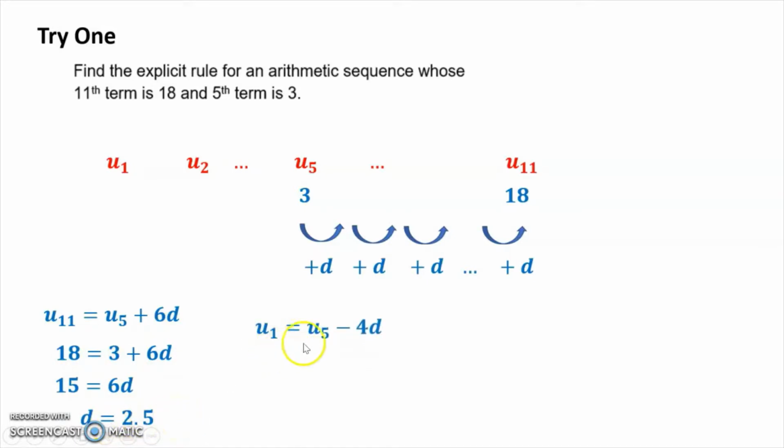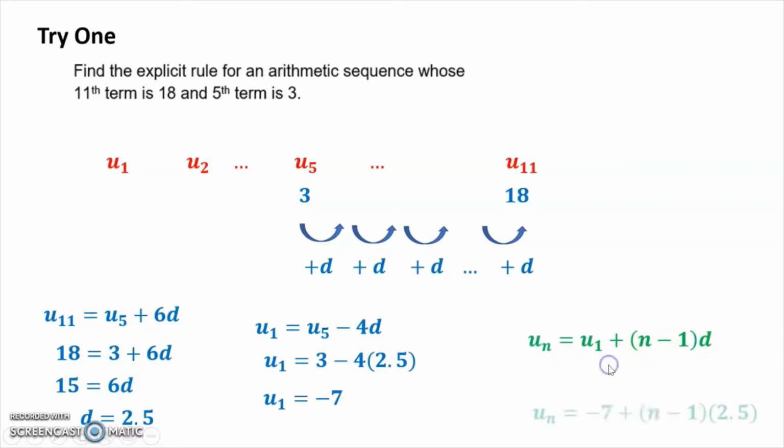Now get u1 by beginning at u5 and going back in time, right? u5 minus 4 jumps, right? 4 negative jumps of d to get back to here. And then fill in what you know. u5 is 3, and then minus 4 jumps of d. And you get this value here. Because 4 times 2.5 is 10, so we have 3 minus 10 is negative 7. And finally, rewrite it as our arithmetic rule. Looks like this. I hope you had some success with that. Let's try the next one.